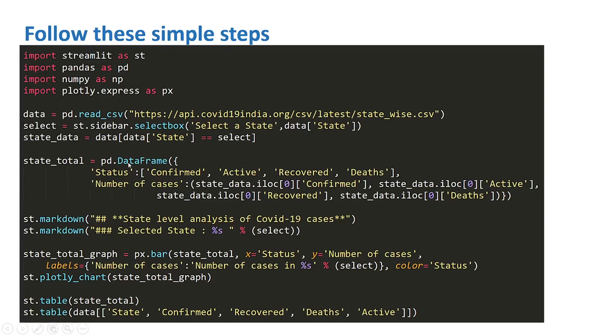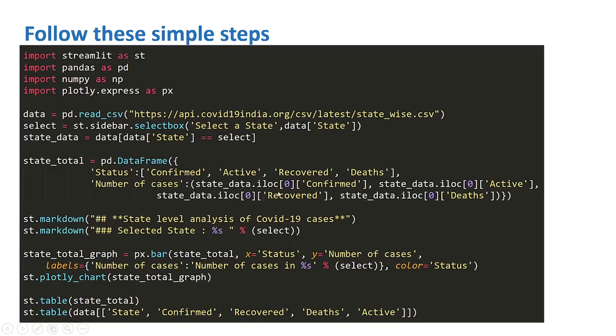Now after we have converted our data set into tabular format so that we can use it, we are going to display two messages to the user in a web interface. First is the state level analysis of COVID-19 cases, and second is the selected state, the state the user selected. So these two lines will be displayed.